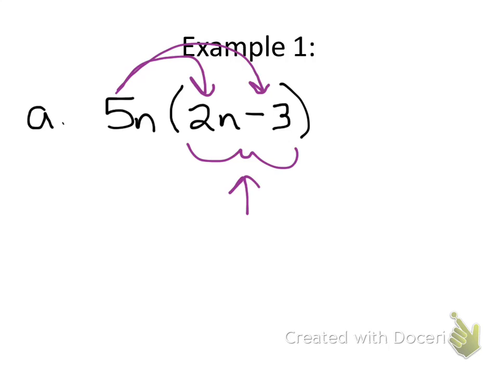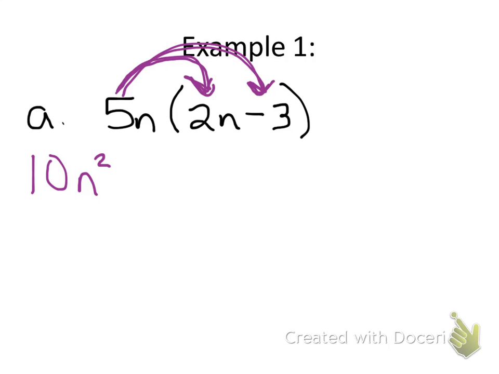They're not like terms. So because of that, I need to multiply first everything from the outside, 5n, times every term within the parentheses. So 5 times 2 is 10. And remember, when I multiply variables, I am adding the exponents. Now when you divide, you're subtracting them. But when you multiply, you're adding them. So this would be 10n squared because I have my understood ones as exponents, minus 15n. Do not forget to pay attention to those signs within the parentheses. And then that would be your answer.